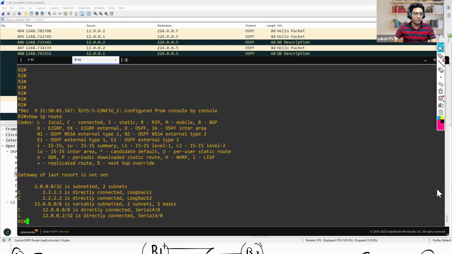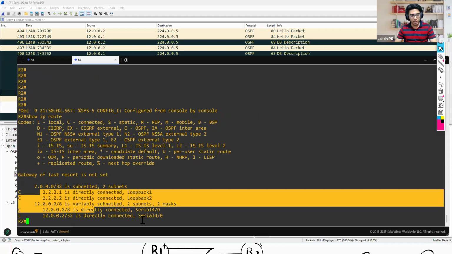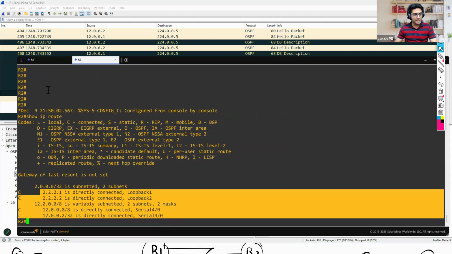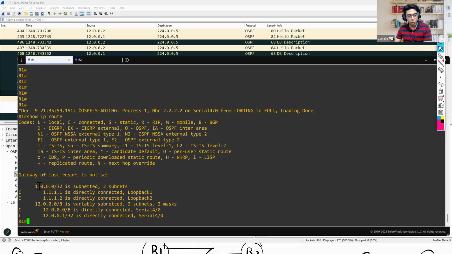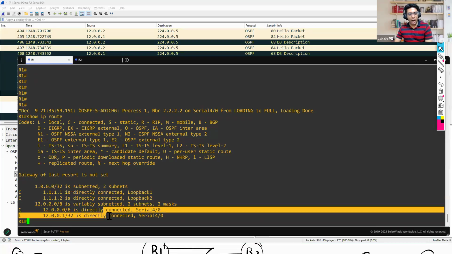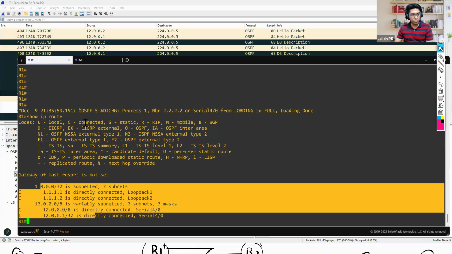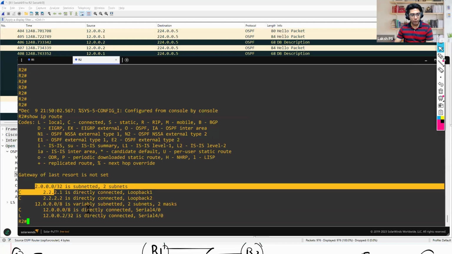Okay, so over here, you will see R2 knows only about its own connected links. Similarly, R1 also, show IP route, knows about its own connected links. R1 does not know about 2.2.2.2. R2 does not know about 1.1.1.2.